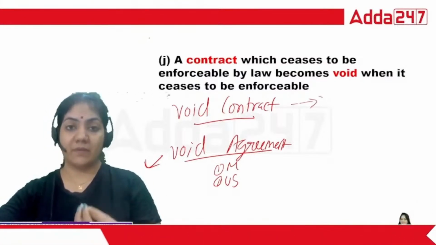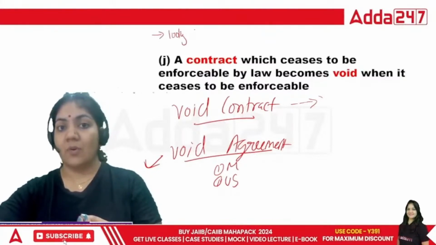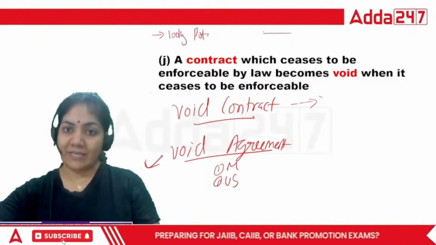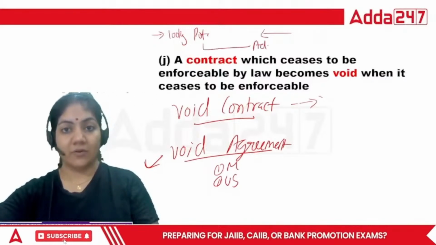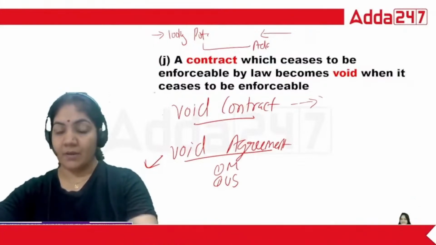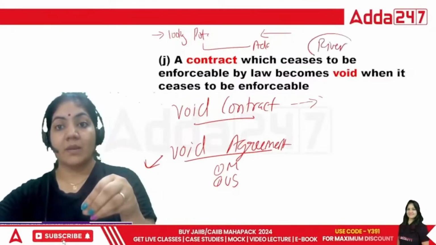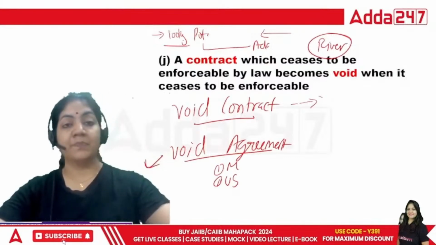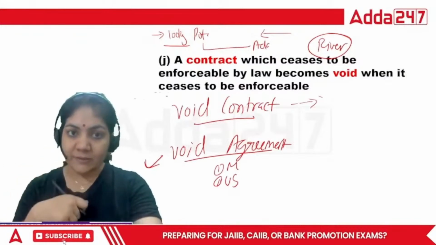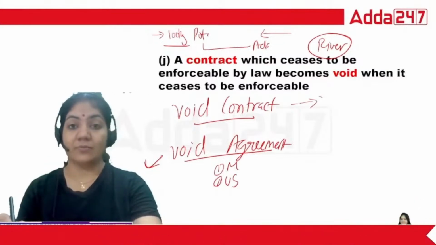A best example I'm giving you. I demanded 100 kg of potato from a shopkeeper and had already given the advance. When the shopkeeper was sending that potato through a truck, an earthquake came and the truck fell into the river. Now the 100 kg of potato sunk in the river. So now is this contract possible? The answer is no.